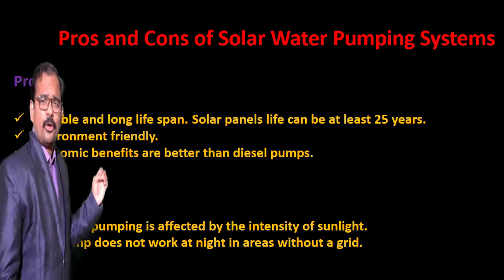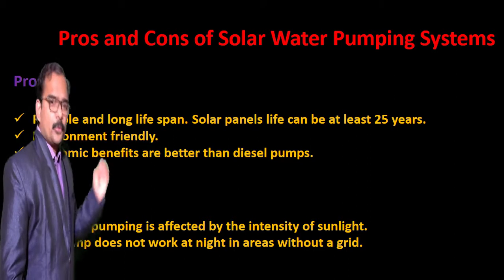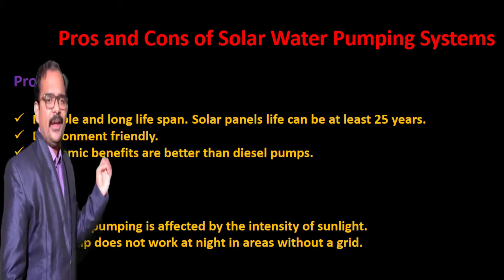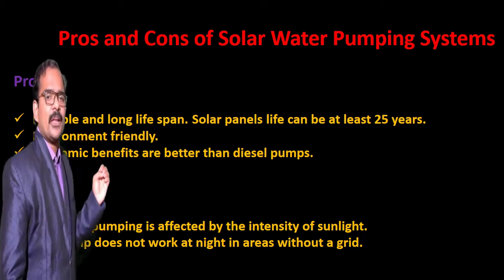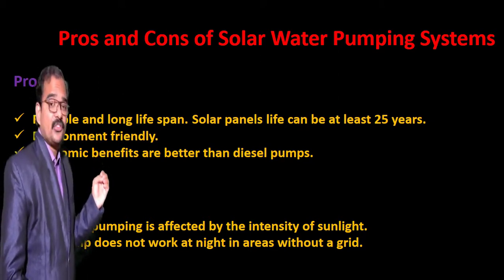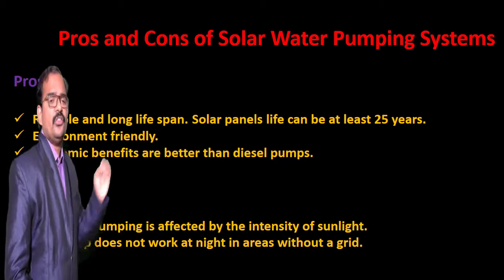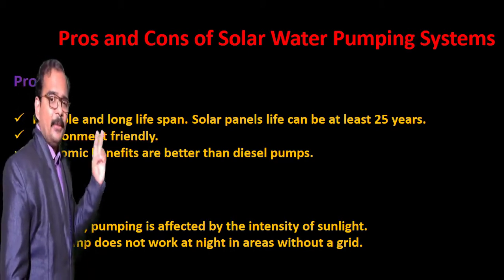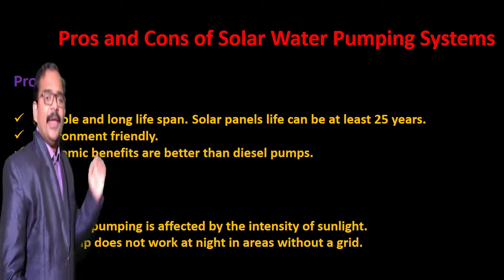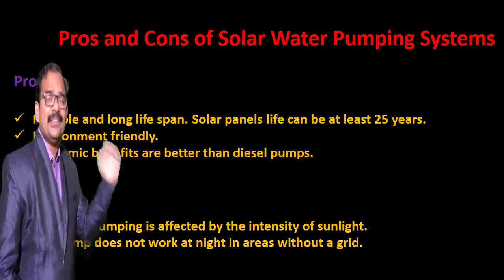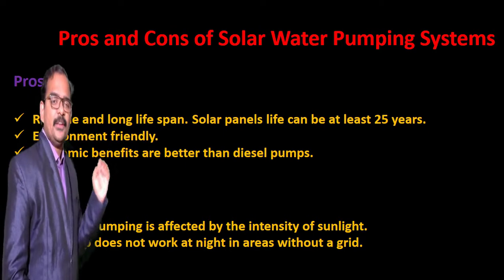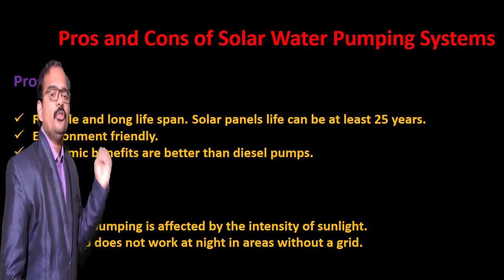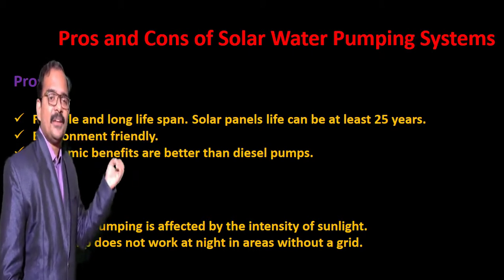So coming to the pros and cons of the solar water pumping systems. The pros are, the solar water pumping system is reliable and it has a long lifespan, because the solar panel life can be at least 25 years. So the system can work for up to 25 years, and it is environmentally friendly, and the economic benefits are better than diesel pumps. When compared to diesel pumps, the solar panel water pumping system will provide huge economic benefits as well as environmental benefits.